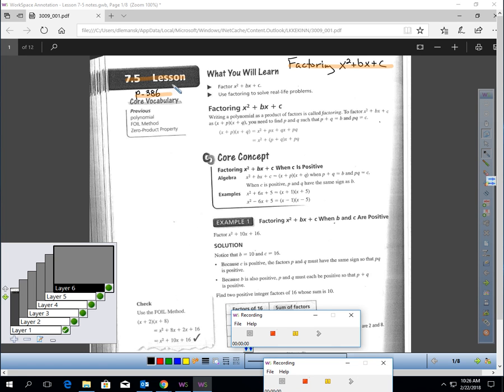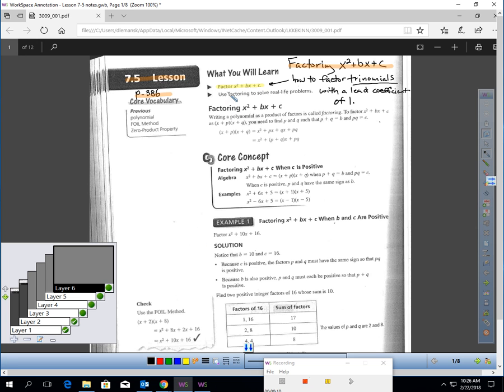Lesson 7.5, factoring trinomials of the form x squared plus bx plus c. You should be on page 386. In this lesson, you will learn how to factor a trinomial with a lead coefficient of 1.